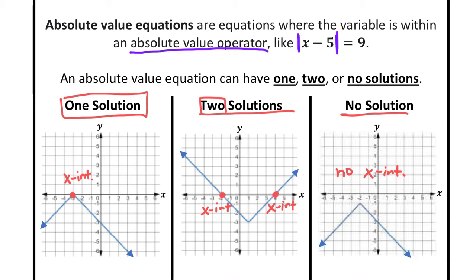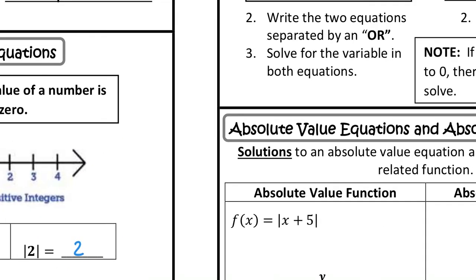So we're going to keep that in mind as we look at some examples on the next page. So keep that in mind, right? If we have one x-intercept, that means we should expect one solution in the equation. If we have two x-intercepts, then we expect two solutions. And if the graph doesn't cross the x-axis, we have no solution. Okay, so let's jump over to the second page.